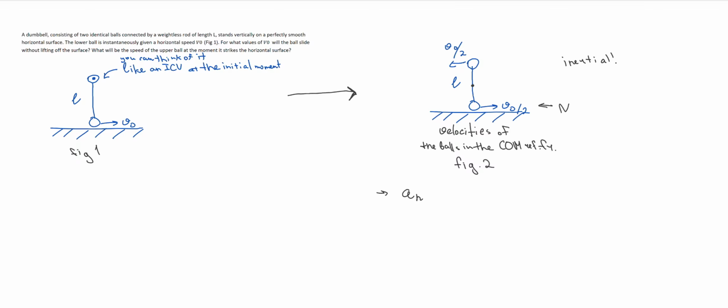Since the dumbbell also rotates around its center of mass, the lower ball has a centripetal acceleration, let's call it a_n, associated with this rotation, and directed upward. As we know the formula for centripetal acceleration, we can write that a_n is the half of V0 squared divided by the half of L. And therefore, a_n is V0 squared divided by 2L.